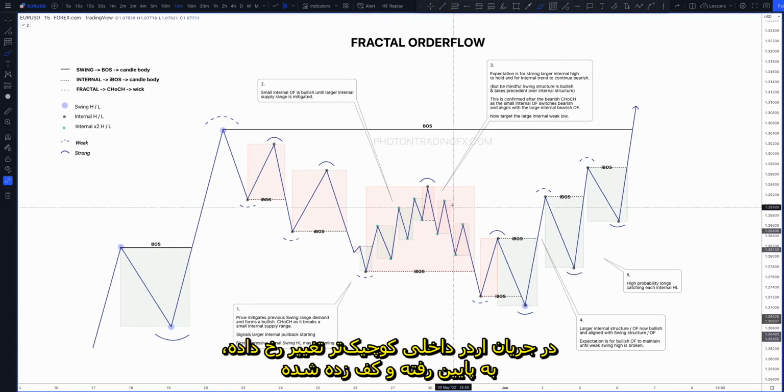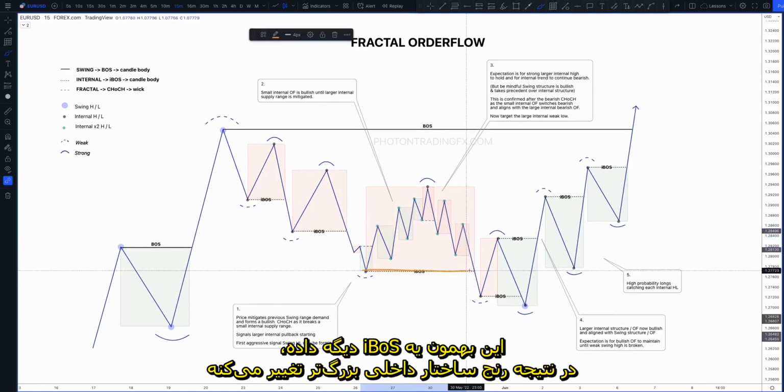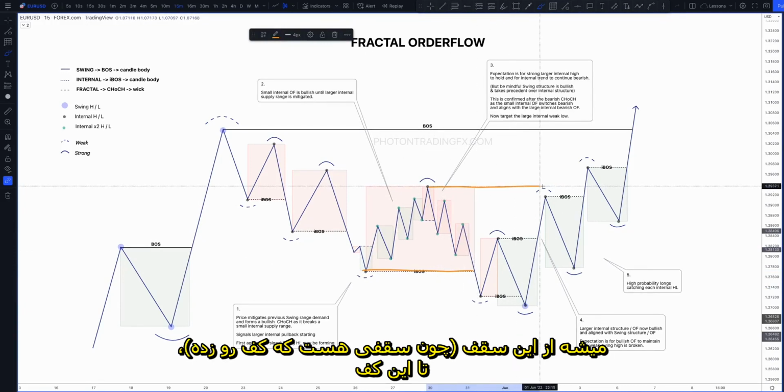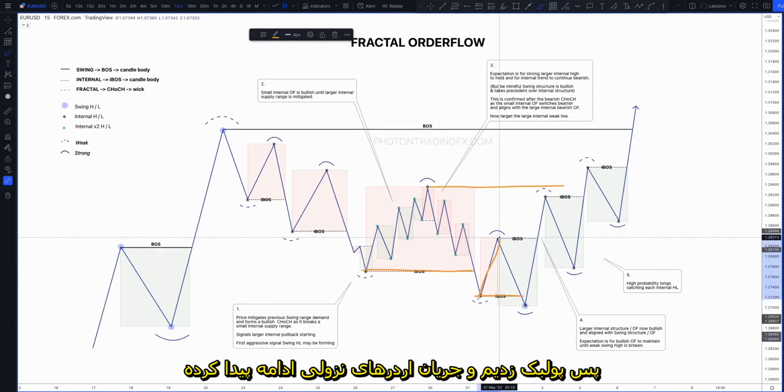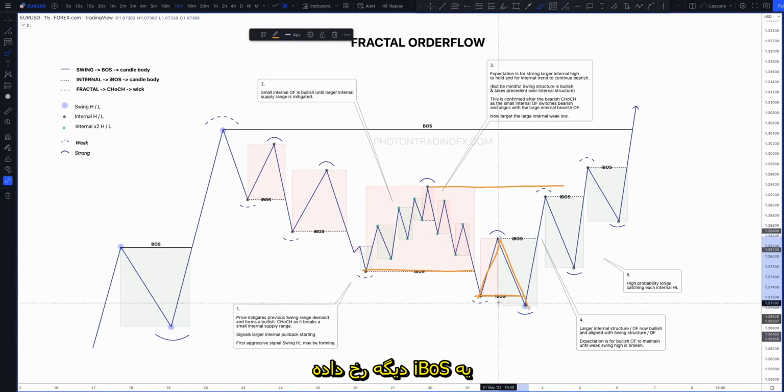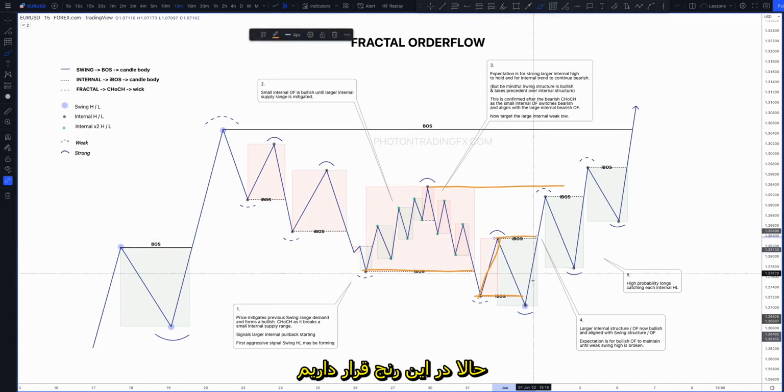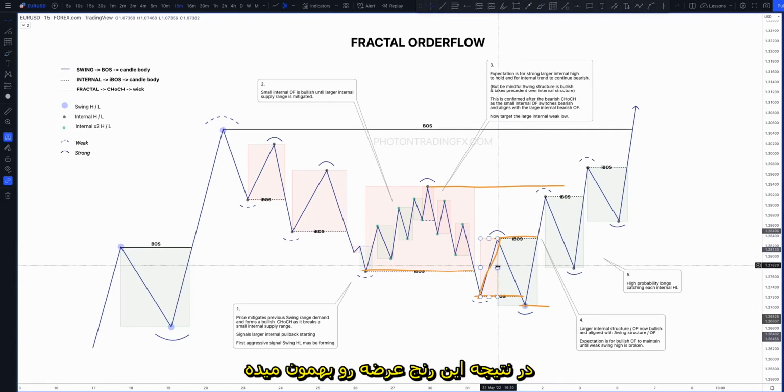Okay, cool. So we get that shift in small internal order flow, and then we continue down and take out that low. That gives us another internal break of structure, which means at that point the larger internal range is from that high, right? Because this is the high that took out this low, and then this low here. So we pull back, and then we continue that bearish order flow. So we get another internal break of structure. Now we're playing within this range, and that gives us this supply range here, right?